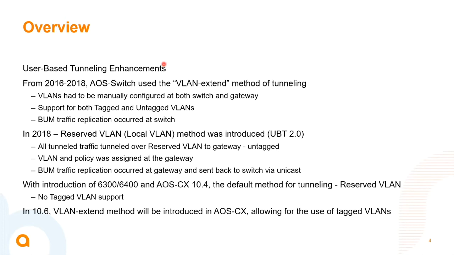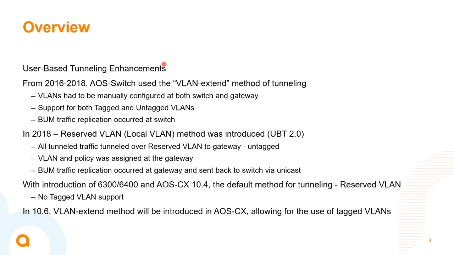Say you have a phone role that uses VLAN 15, you had to have VLAN 15 created on the switch and the gateway. And you also had to assign that VLAN via the user role. All multicast traffic was sent via a multicast tunnel to the gateway or the gateway cluster. We supported both tagged and untagged VLANs with this method.